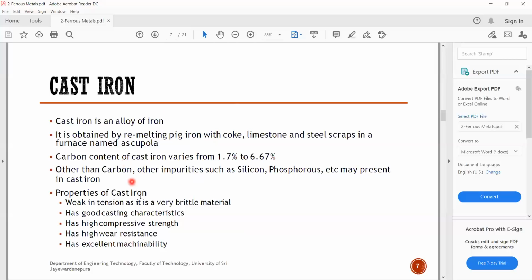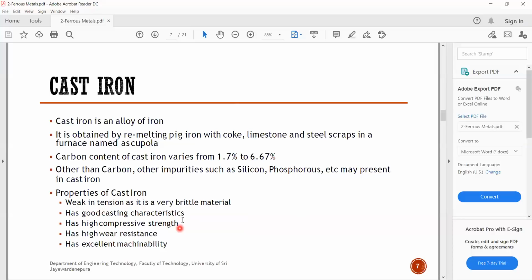So cast iron has properties. One thing, it's weak in tension. Weak in tension means it's a non-elastic or brittle material, right? You cannot use the elastic process. So it's a very brittle material. So the tension is weak. So this cast iron is weak in tension.